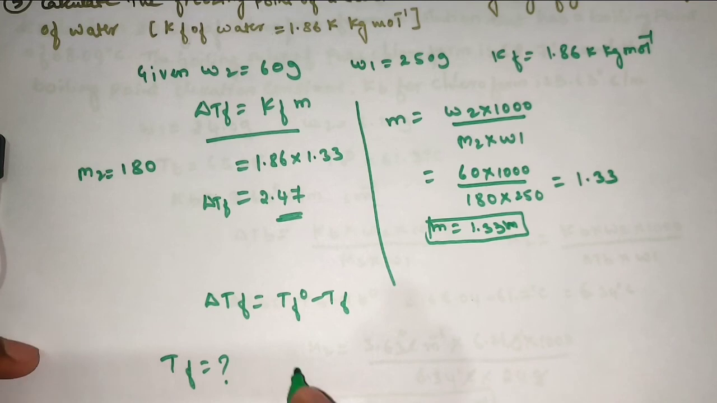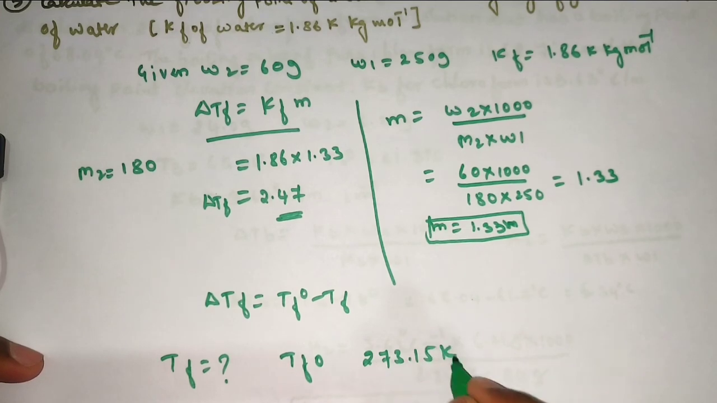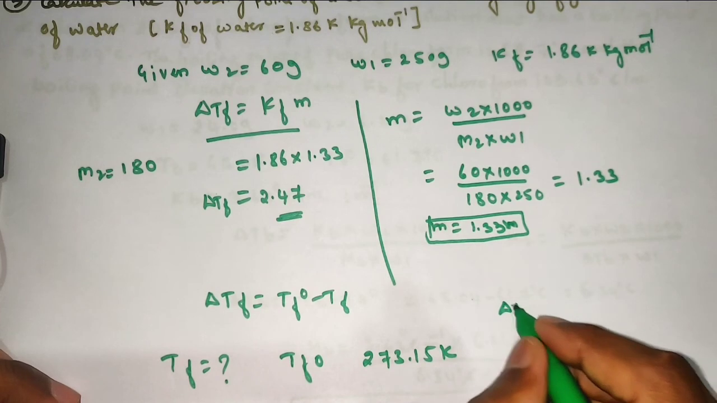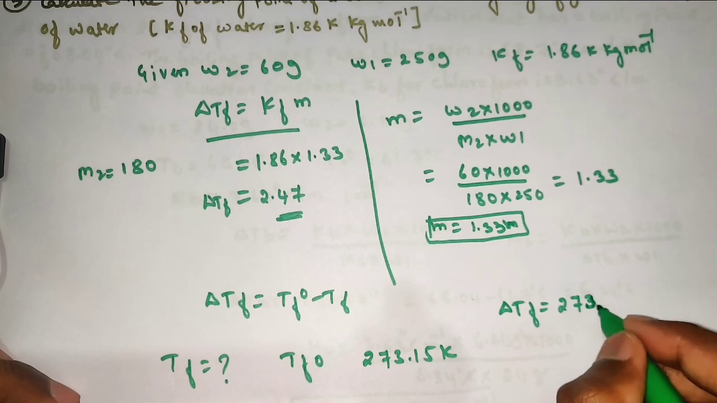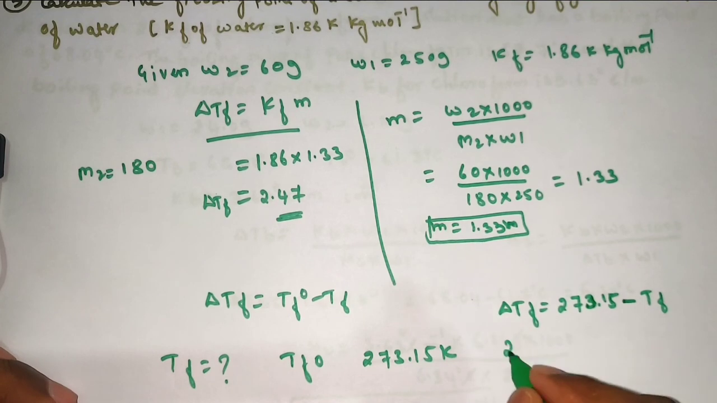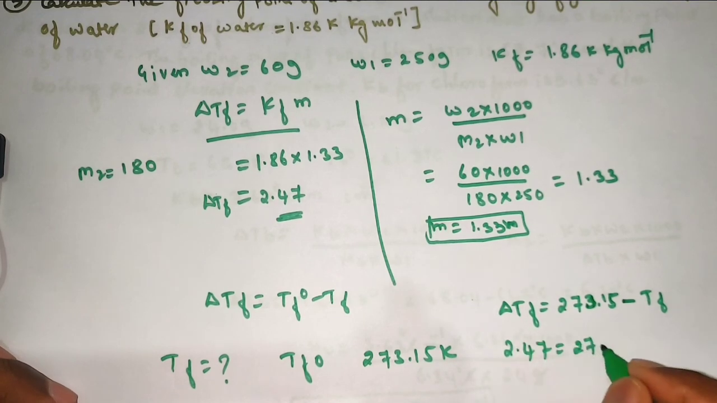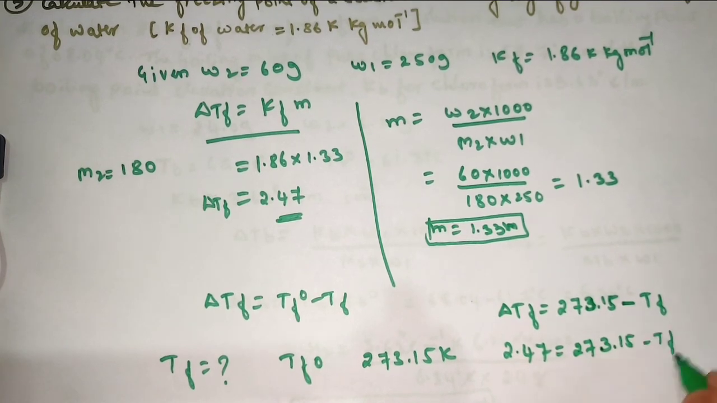Tf naught is the freezing point of water. So what is the freezing point of water? That is 273.15 Kelvin. So you can use it here. So delta Tf is equal to 273.15 minus Tf. So delta Tf we know, that is 2.47 is equal to 273.15 minus Tf. So take out Tf here. Tf is equal to 273.15 minus 2.47.